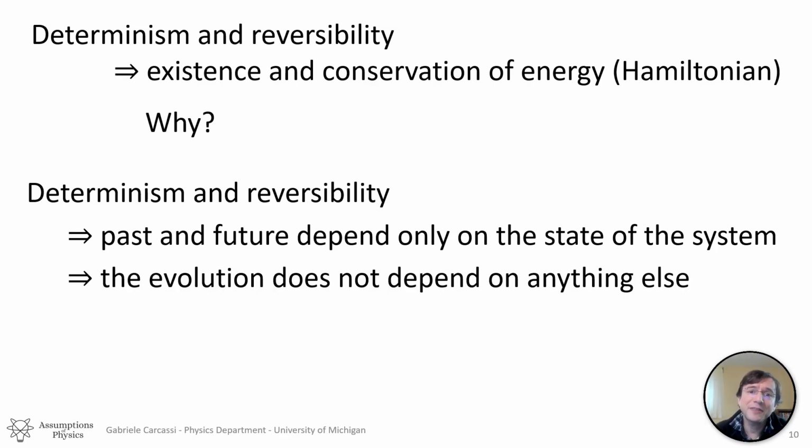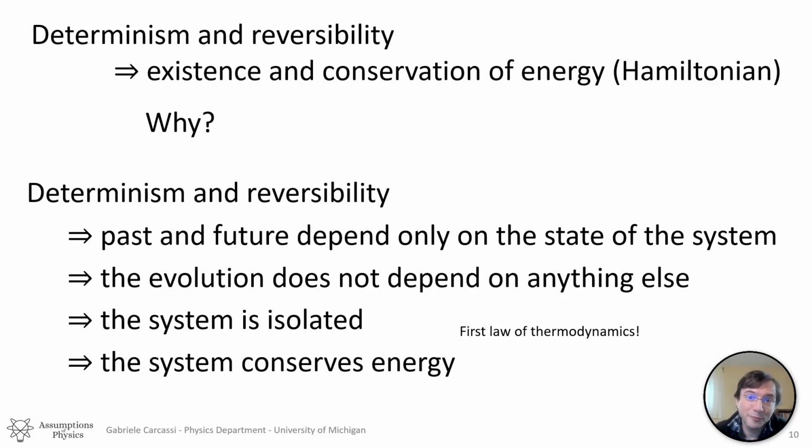Now, this means that the evolution does not depend on anything else. At any point in time, I don't need to know what's happening outside of the system to be able to tell you what the system is doing. This means that the system is isolated. There is nothing in the world that is going to affect the evolution of the system. If we look at the first law of thermodynamics, a system that is isolated is a system that conserves energy.